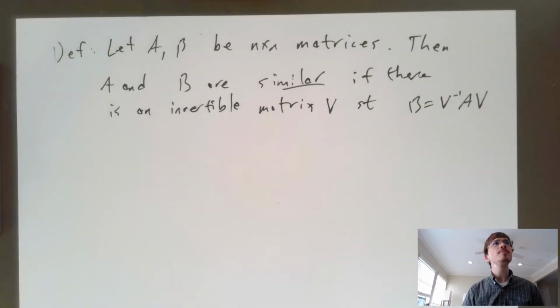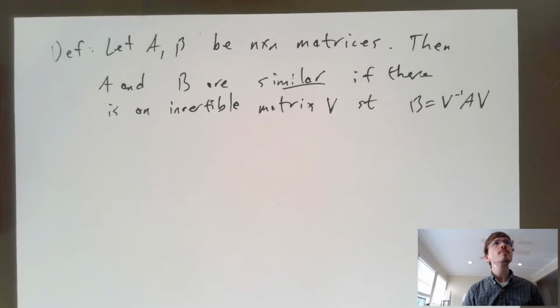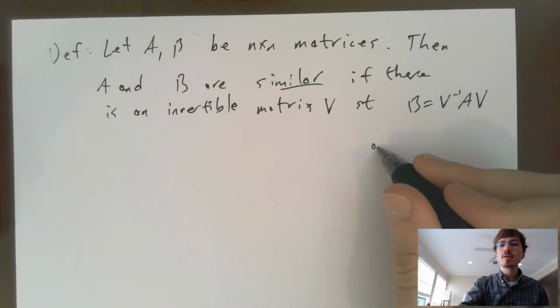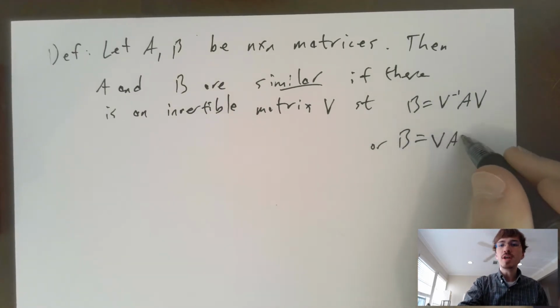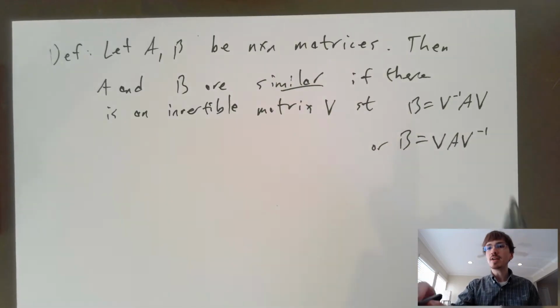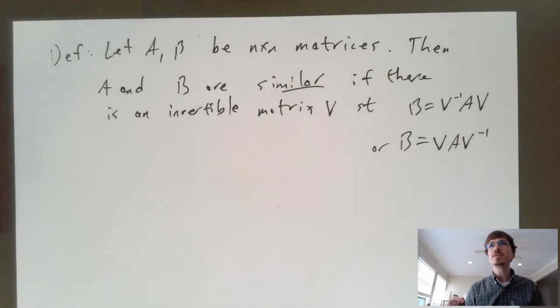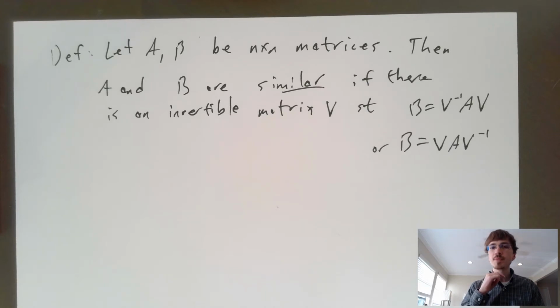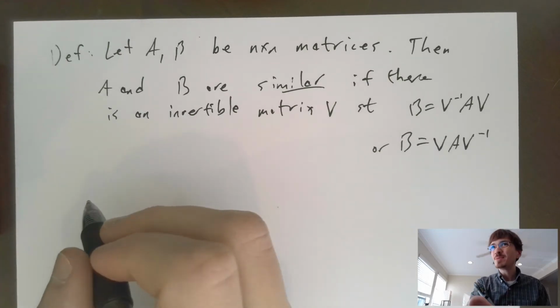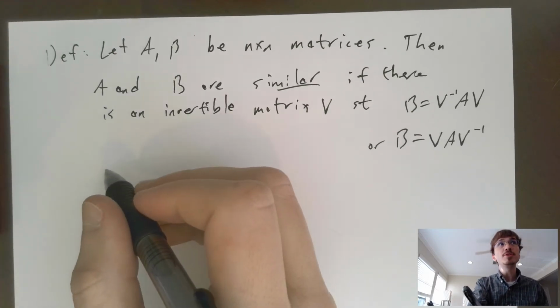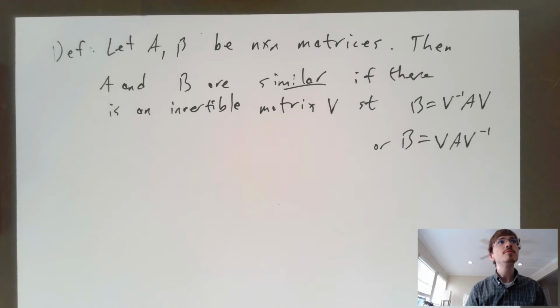Okay, or equivalently, we could have that B is equal to V A V inverse. Either's fine. You just swap the roles and this will also give you the same similarity transformation. So let's see what it means if two matrices are similar. Turns out this is a really nice property.